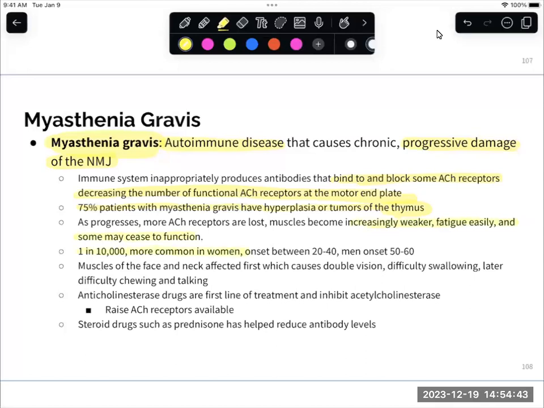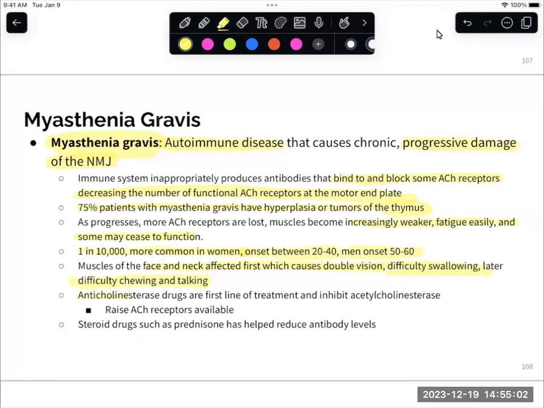It's more common in women. It usually onsets between the ages of 20 and 40, and if men get it, it sets in between 50 and 60. The muscles of your face and your neck are affected first. So double vision, difficulty swallowing, difficulty chewing and talking will come next.